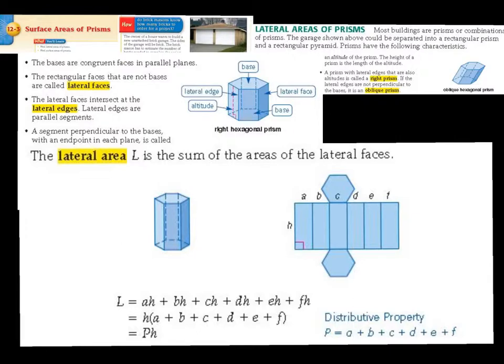The lateral area, and they use capital L to stand for that, is the sum of the areas of all of the lateral faces. They all happen to be rectangles, and they all have a common length of h. The widths are all different. So they factored out the h from all their area formulas and came up with this simple formula for lateral area, which is the perimeter of our base, capital P, times h, the height or altitude of our prism.